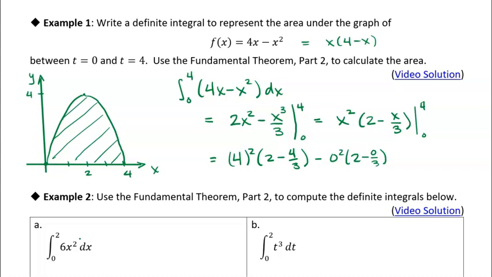So what we're going to have is basically 16, and then if I take 6 thirds minus 4 thirds, that's times 2 thirds. So that gives me 32 thirds. That's my answer. My answer is 32 thirds.